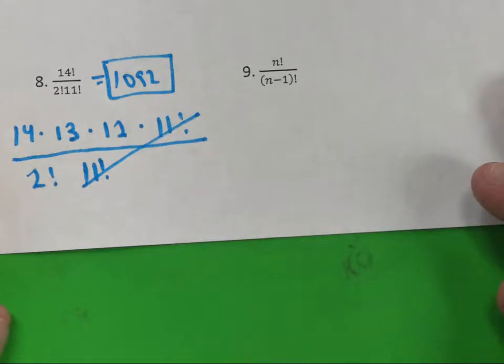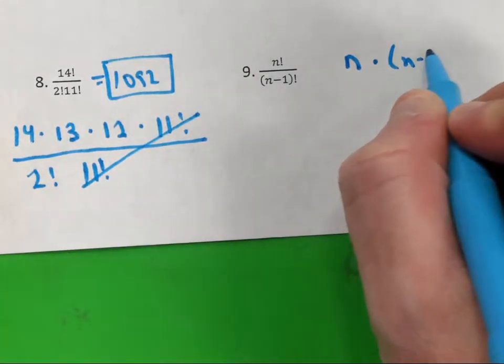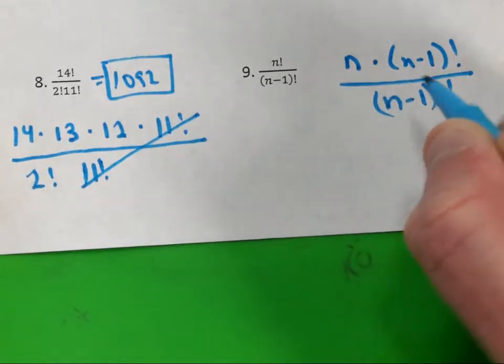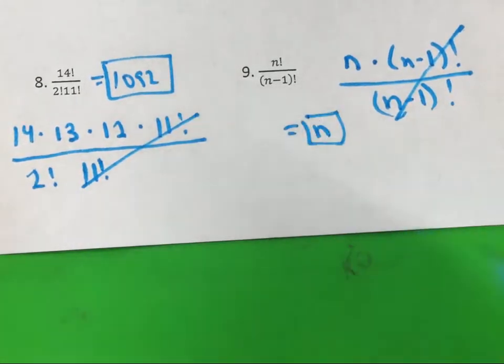Alright, on number 9, you want something to cancel out, so you have to get creative. If I start with n factorial, think in your mind, what would I do next? N minus 1. So could you cancel the n minus 1s out? It'll be n times n minus 1 factorial. Therefore, that cancels out and you're just left with n.